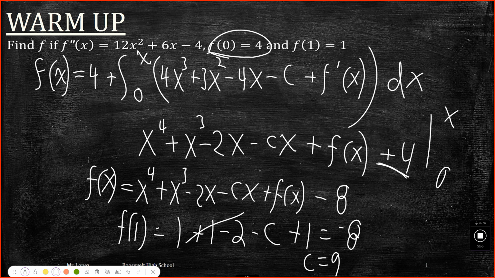So then go here. The function would be f of x equals x to the 4th plus x to the 3rd minus 2x, and this c is 9, so this is 9 minus 11x, f of x.